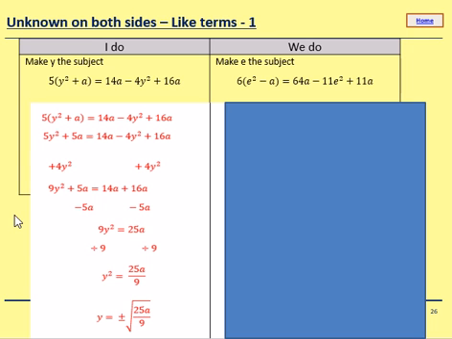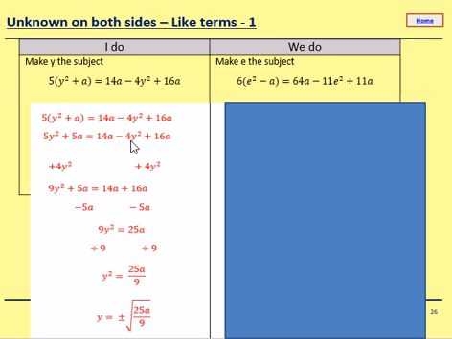Okay, so stepping it up a little bit here, we've got a really hard example here. So make y the subject, and we've got 5 bracket y squared add a bracket equals 14a, take away 4y squared, add 16a. Now, I think the simplest thing to do is to expand this bracket first. That's going to give us 5y squared, so we do 5 times y squared and then 5 times a. So we get 5y squared, add 5a, the bracket's just been expanded, equals 14a, take away 4y squared, add 16a. All we've done is expanded this bracket here.